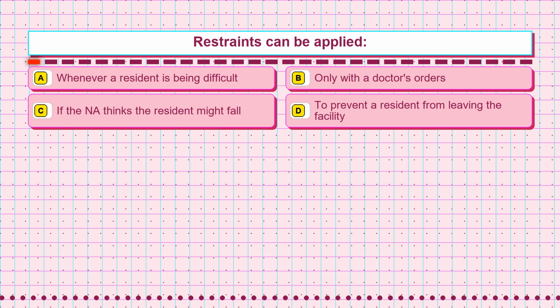Question 98. Restraints can be applied: Option A, whenever a resident is being difficult. Option B, only with a doctor's orders. Option C, if the NA thinks the resident might fall. Option D, to prevent a resident from leaving the facility.